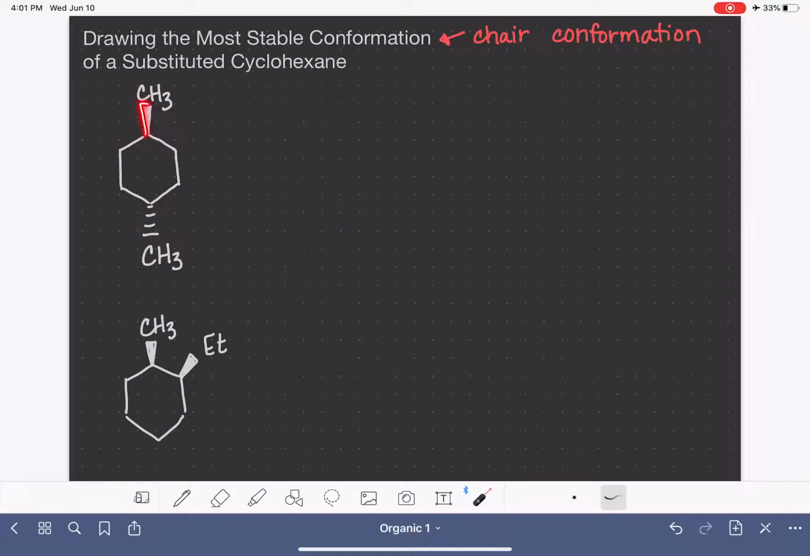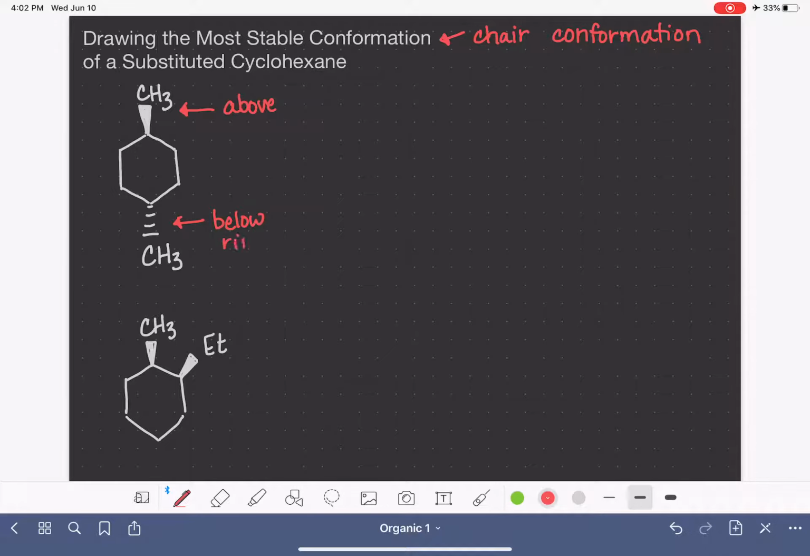So the first one that we're looking at has one methyl group on the wedge and the other methyl group on the dash. And so what that is telling us when we're looking at the wedge or dash notation is that it's telling us the position of these substituents relative to the plane of the ring. For me personally, I always interpret the wedged substituent to be above the plane of the ring and the dash substituent to be below the plane of the ring.